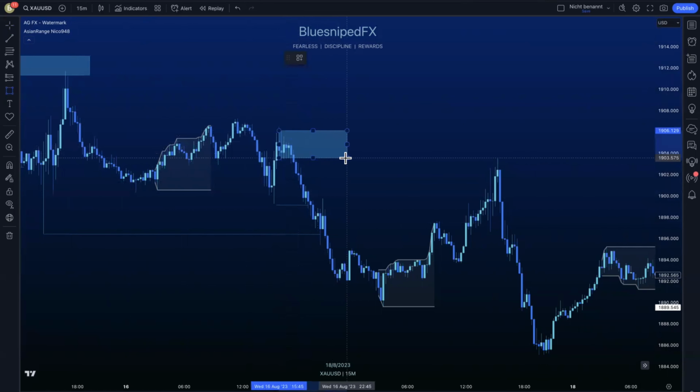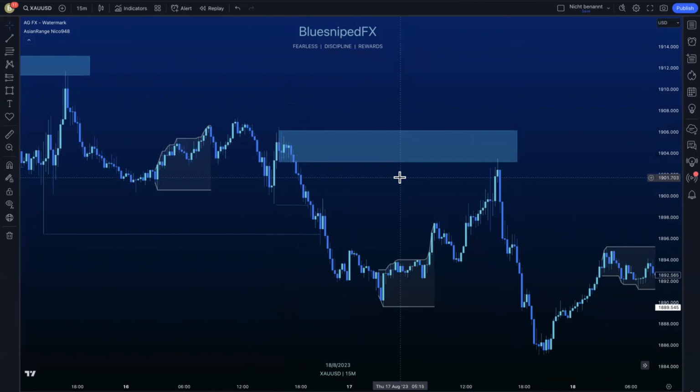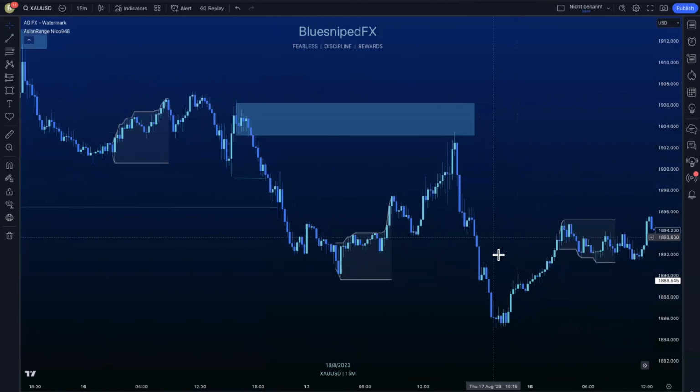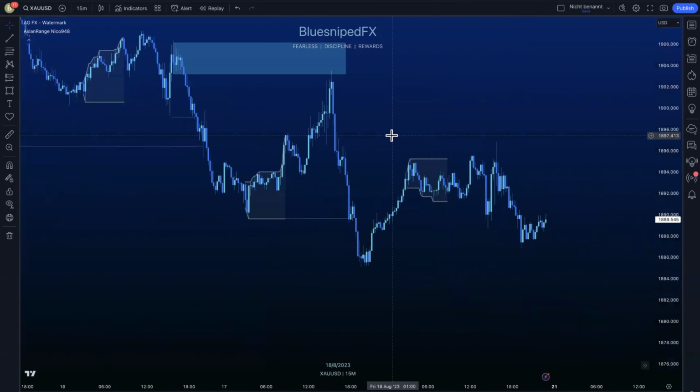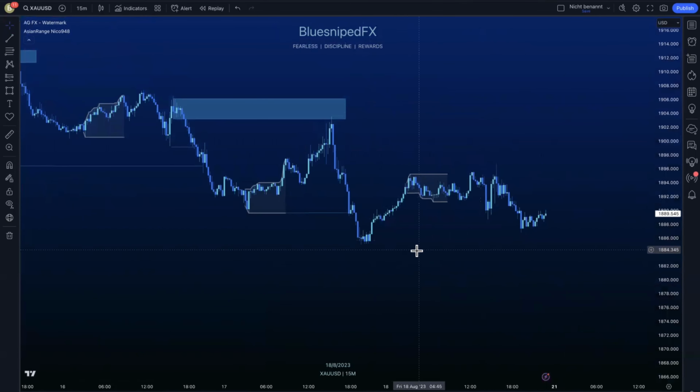So here we have also potential orders to fill. Price then taps into this area here and moves down and clears the next level. Yeah. So now we're here currently.